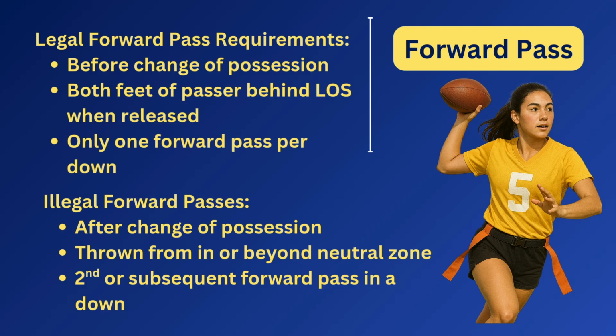If we do have illegal forward passes, those would take place after a change of possession, right? You can't intercept a pass or be running it back and then throw a forward pass. That's illegal. If the offense throws it from beyond the orange puck, that would be an illegal forward pass. Or, of course, if we have two or more forward passes in a down, the second and subsequent ones would be illegal.